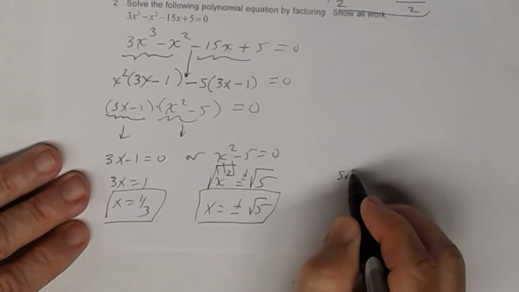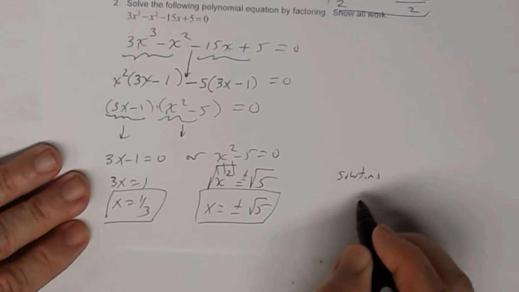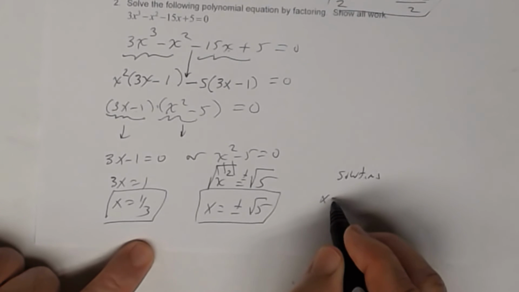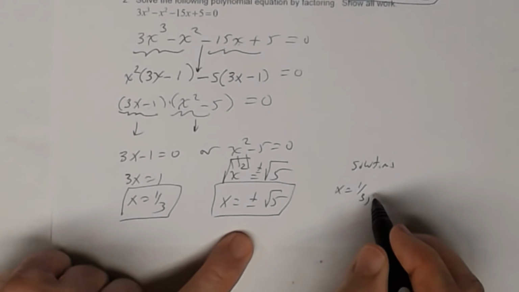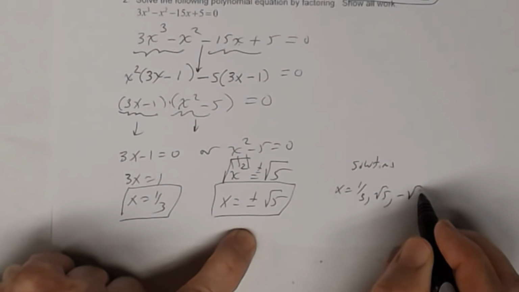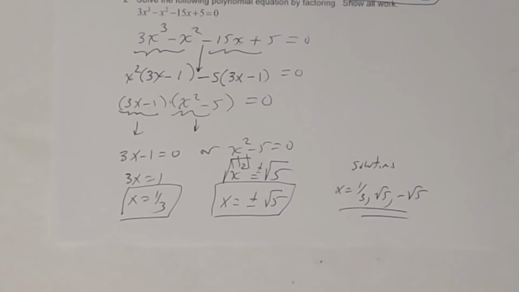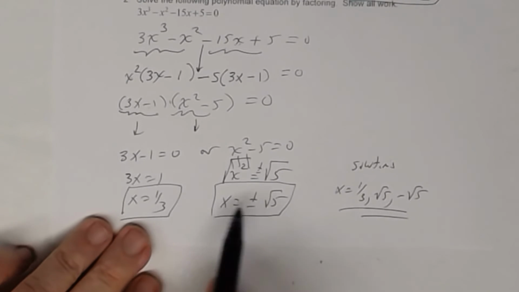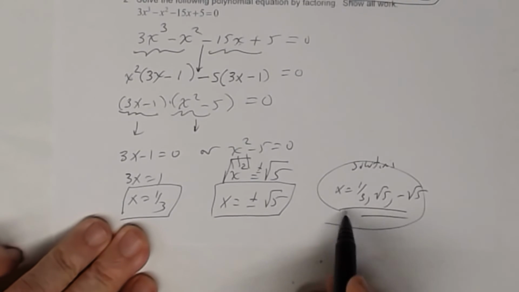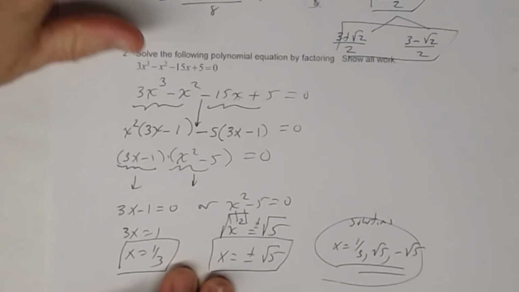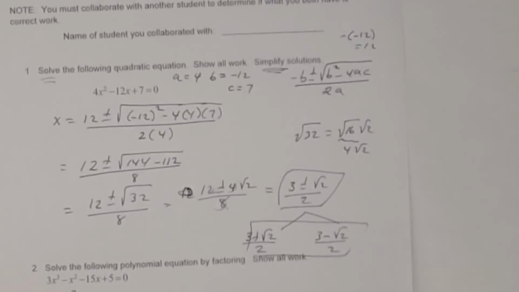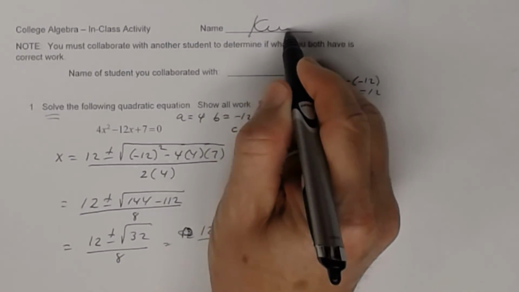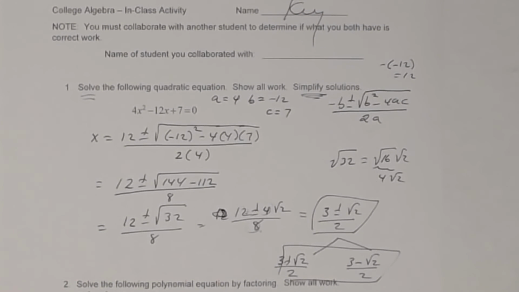So if you want to write your solutions using commas, you would say x equal 1/3, comma, square root of 5, comma, negative square root of 5. So there are 3 solutions: 1/3, square root of 5, and negative square root of 5. Okay, but either one of these is fine, either this or you can say this. All right, so that is the key to the in-class activity.